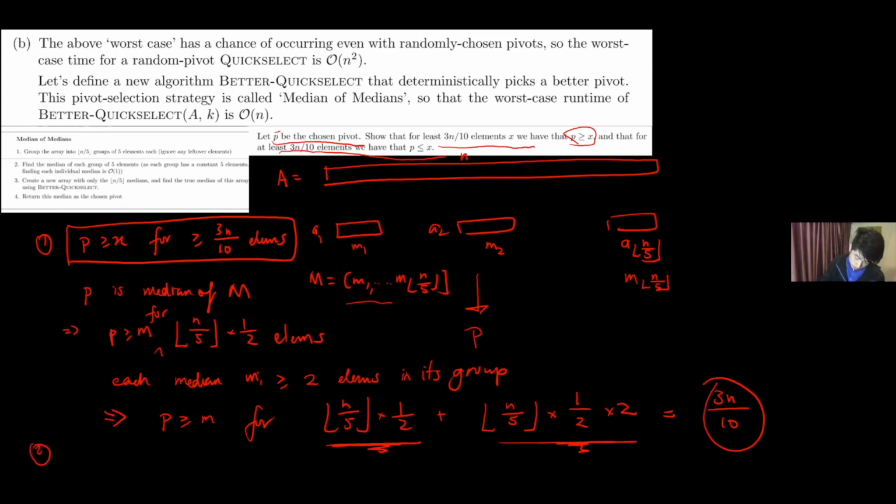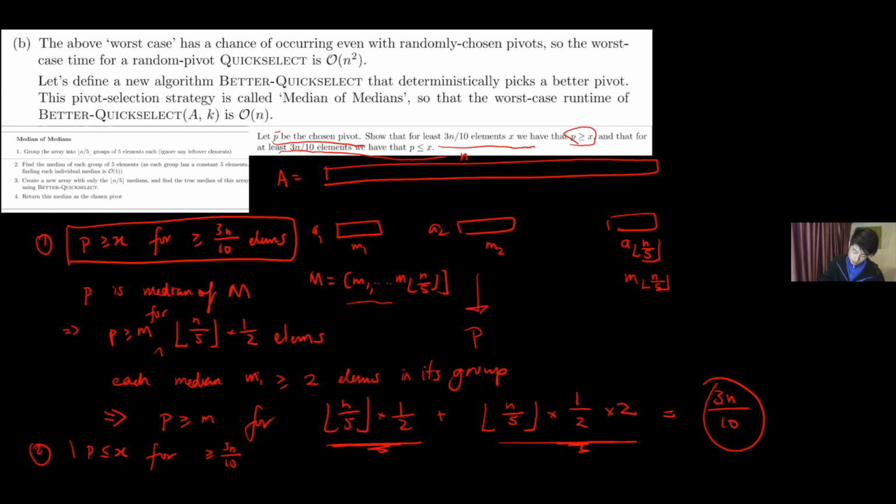Okay, and then the other argument for P is smaller or equal to X for greater or equal to 3n over 10 elements. This is the same argument except in reverse. I won't write it out, but the idea is basically the same. So P has to be smaller or equal to n divided by 5 floor division times 1/2 elements, because it is the median of the array M. And then each median within that array is smaller or equal to 2 elements, not including itself. And then you just add those numbers together, and then you get 3n divided by 10.